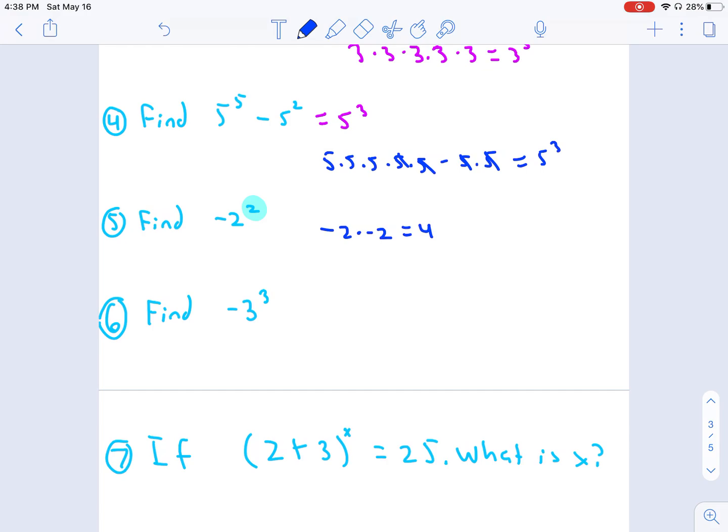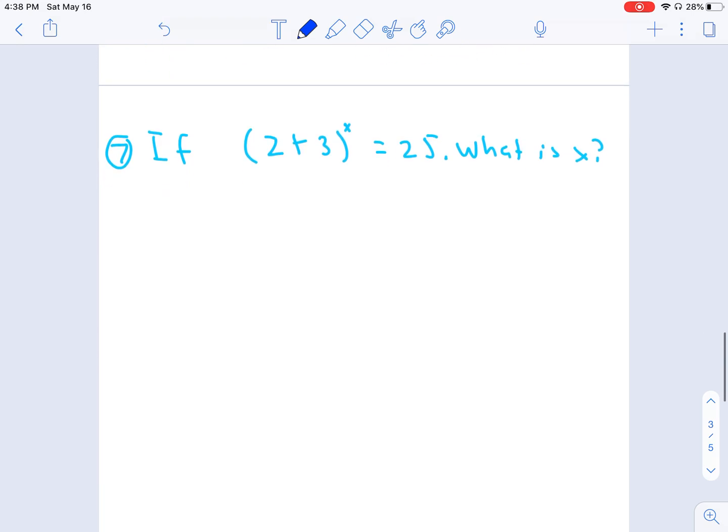Number 6, find negative 3 to the third. So this one, compared to the other one, is an odd number. So we know the answer is going to be negative. Then we do negative 3 times negative 3 times negative 3. That gets us to negative 27. So again, just to summarize, the difference between these two, 5 and 6, is that the power is either odd or even.